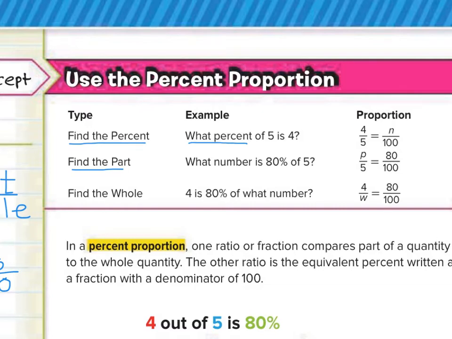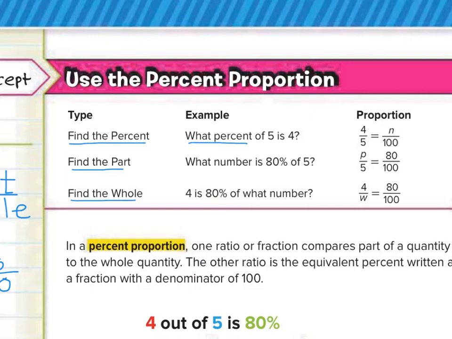Third type of percent problem is when you are finding the whole. That's WHOLE, as in the entire amount. Here is an example of that kind of question. 4 is 80% of what number? Meaning that I know I got 80% on the quiz. I know that I got 4 points, but I don't know how many were possible. So that's when I would be finding the whole.